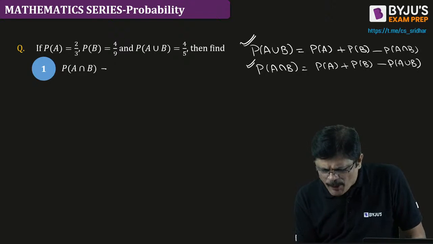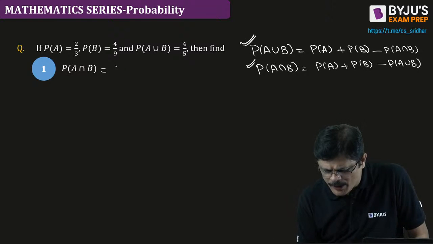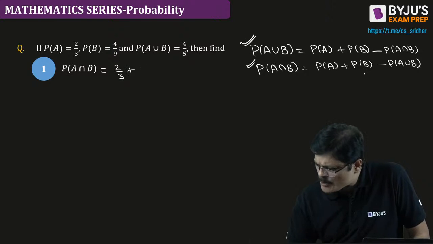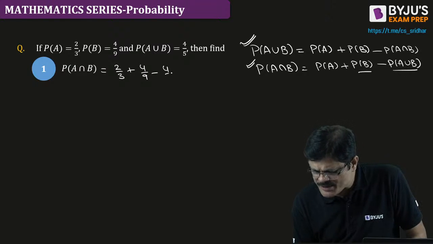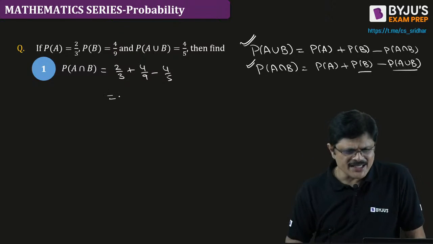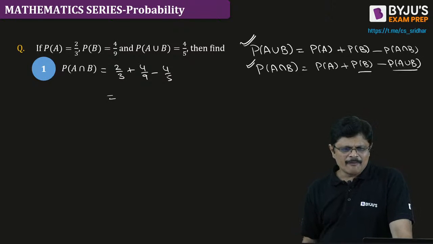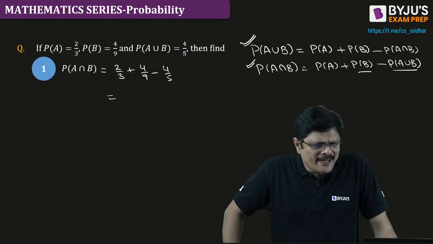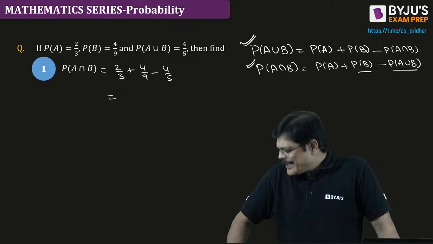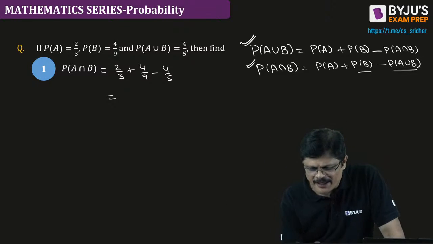So here I ask probability of A intersection B, which is probability of A plus probability of B minus probability of A union B, which is 4 by 5. I think someone already answered. Very good, sir. 1 by 9, 14 by 45. Which one is correct? I am finding 2 different answers. 2 members gave the right answer. 1 person gave a different answer.